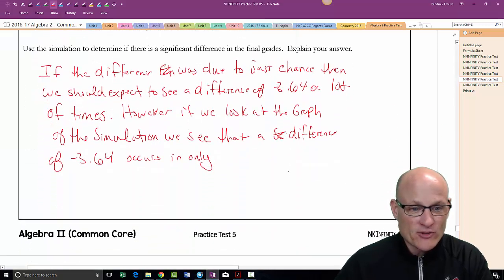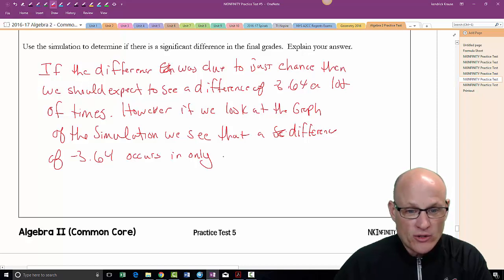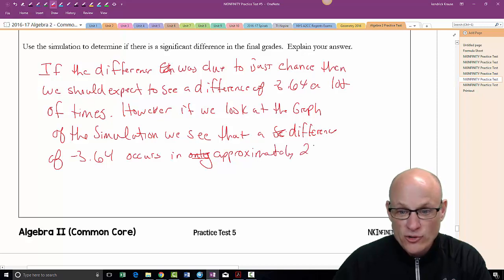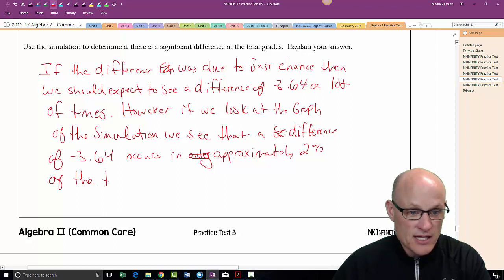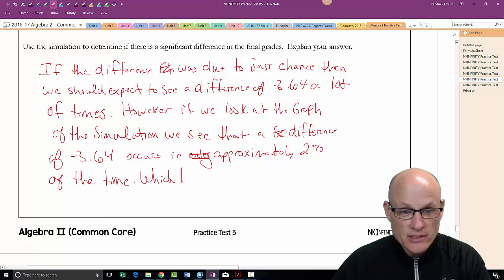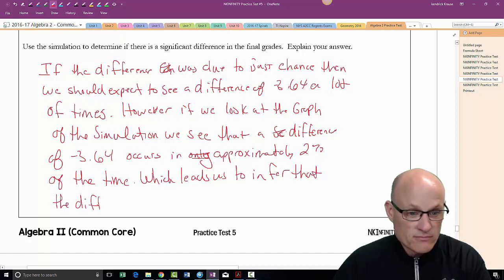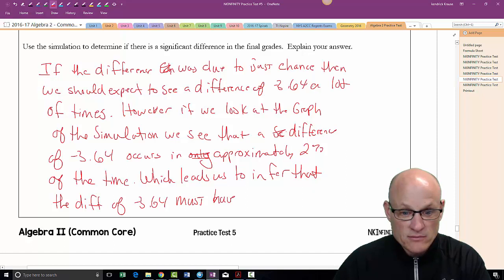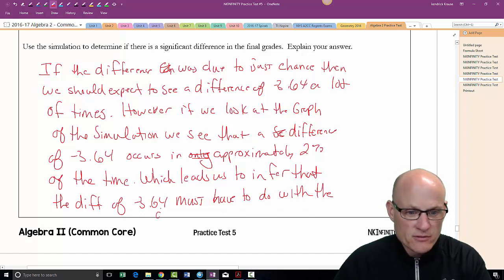So because this occurs in only approximately 2% of the time, that leads us to infer that the difference of negative 3.64 must have to do with the different learning treatments.